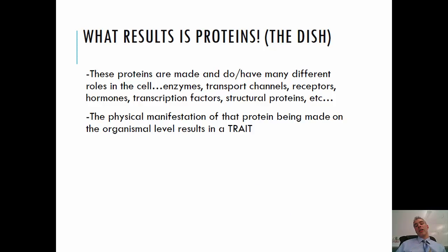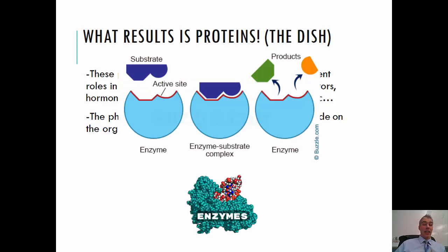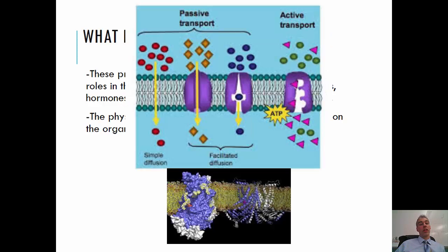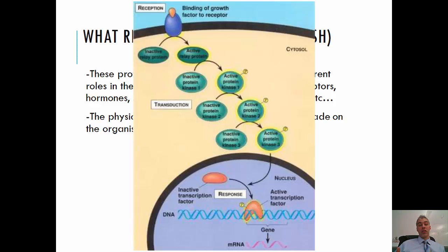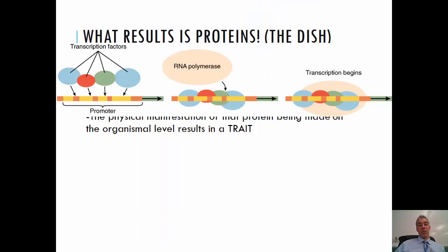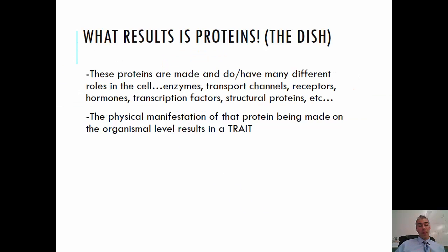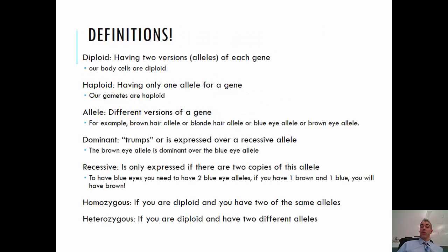These proteins can do lots of different things in our cells. Some are enzymes, they drive chemical reactions. Some act as transport channels. Some as receptors to receive ligands and cause change within the cell. Transcription factors, structural proteins. There's all sorts of things that these proteins do. Now, the physical manifestation on the macro level, like the organismal level, of all of these genes, is called a trait.